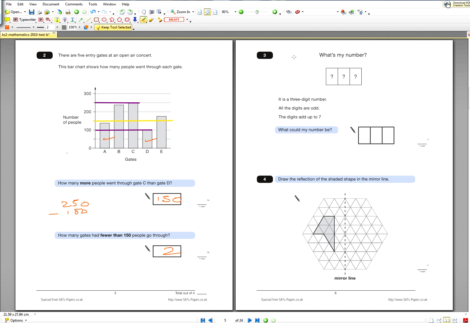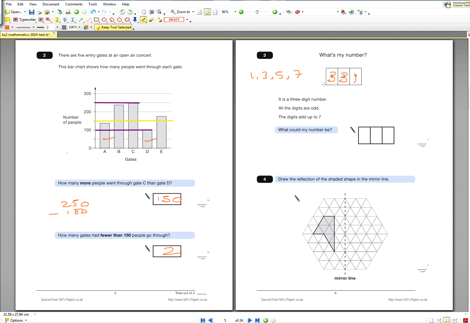Question number 3. What's my number? It is a 3-digit number. All the digits are odd. The digits add up to 7. So first of all, we've got odd numbers that could possibly be 1, 3, 5. Well, 7 is quite small, so we need small odd numbers, and the digits are going to add up to give you 7. What numbers could we possibly be using? 331. Okay, so we could be using 331.